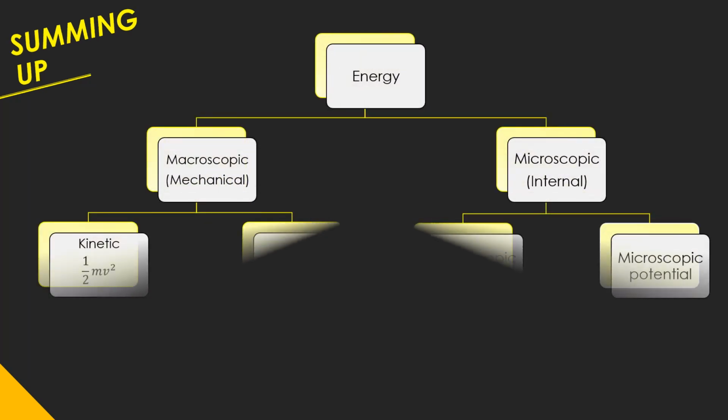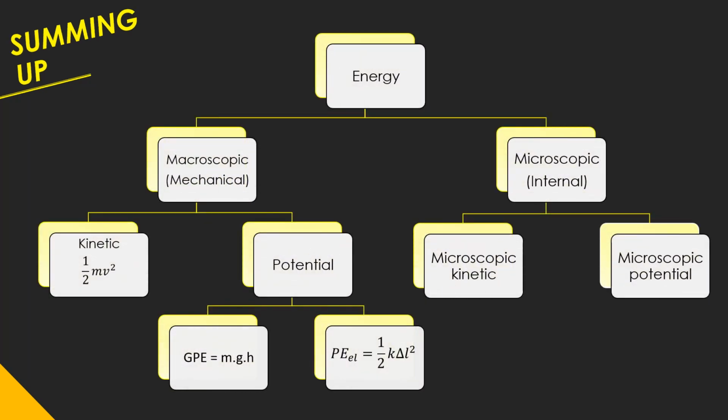Continue with that. We move to energy. Energy is macroscopic, which is mechanical, and microscopic, which is internal. Macroscopic energy is kinetic and potential. Potential can either be gravitational or elastic. You are given the equation. We might have some other forms, but beyond the scope of our level and this chapter.